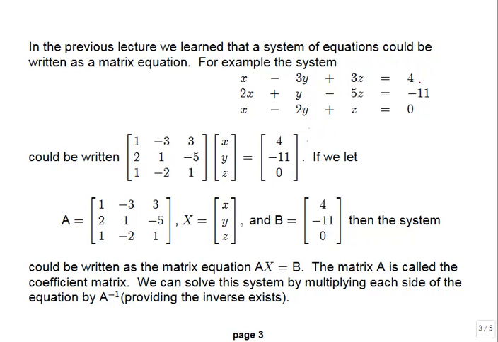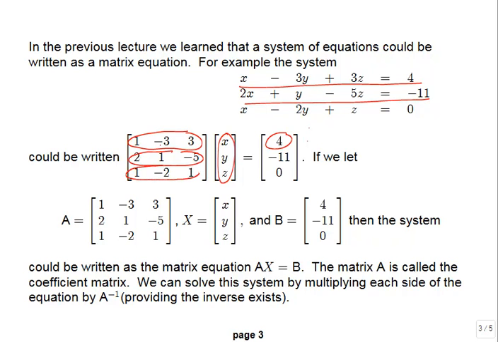And because of the way that matrix multiplication works, we would take this entire row times this column here, first times first, second times second, third times third, and that becomes equal to 4. And that's how we get this first equation up here. So 1 times x minus 3y plus 3z is equal to 4. And then you would do the same thing with row 2, and that's this second equation, and then do the same thing with row 3. This row times this column, and that has to equal this 0. So that's why this matrix equation works, because of how we do matrix multiplication.